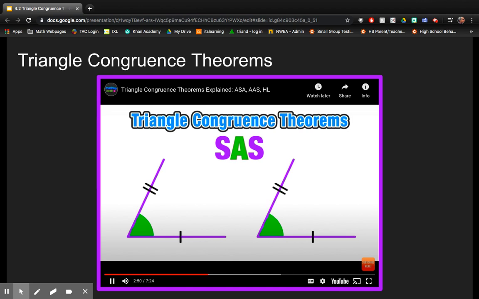Now see that the letter A is in between the two S's in the name of the theorem? This corresponds with that congruent angle being in between the two congruent sides. Now when this is the case, we have enough information to say that the two triangles are congruent by using the side angle side theorem.